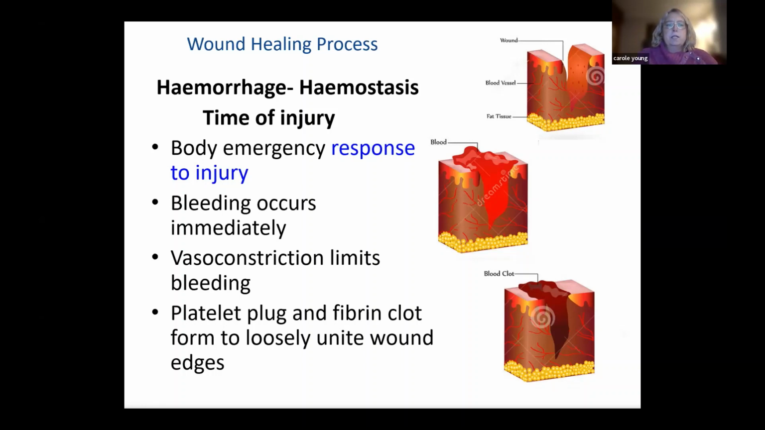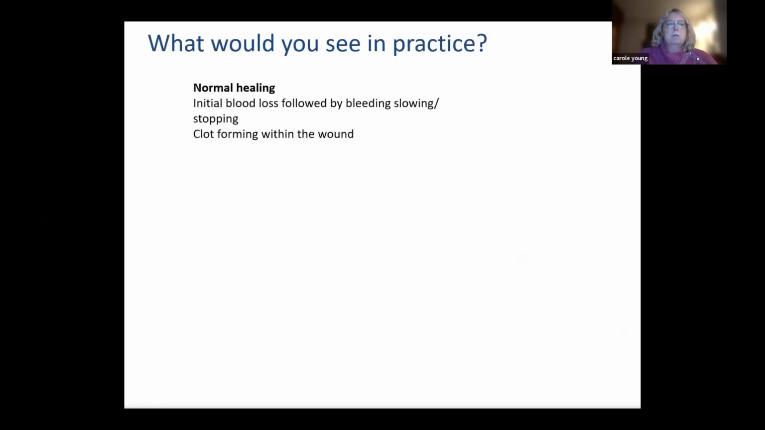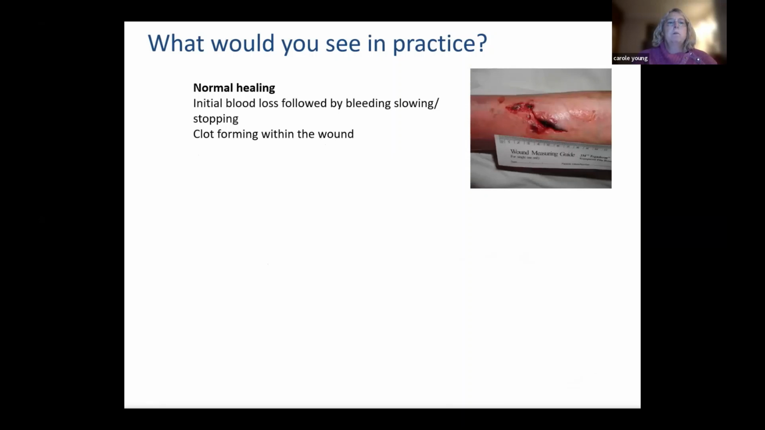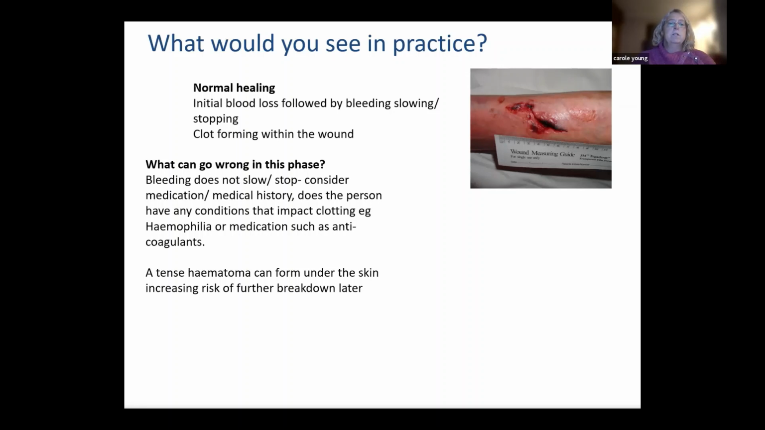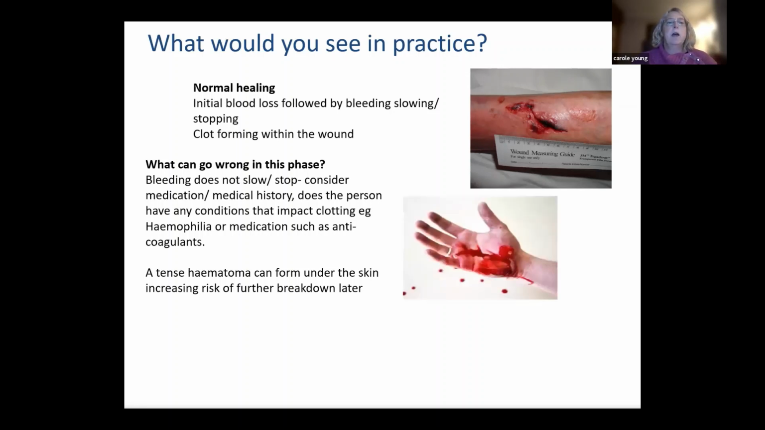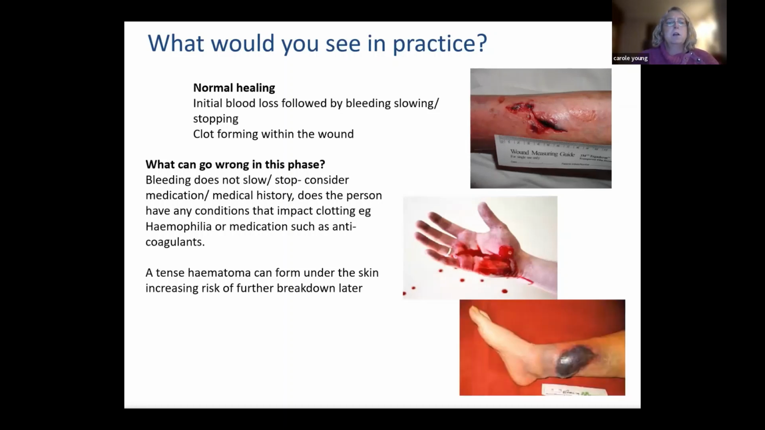So what will we see in practice at this stage? Well, in normal circumstances, we should see an initial blood loss, followed by bleeding slowing and stopping, and a clot forming in the wound. But sometimes things can go wrong at this phase. It might be that the bleeding doesn't slow or stop. Have a think about any patients that you might have that may have a medical history such as haemophilia or medications such as anticoagulants, blood thinners. Those things stop clotting happening, so they could cause a problem at this stage. The other problem that might occur is that a tense hematoma might form under the skin without any breakages in the skin, and that will increase a risk of further breakdown later and possibly quite a significant tissue loss.